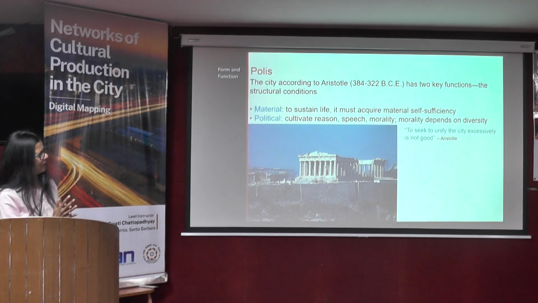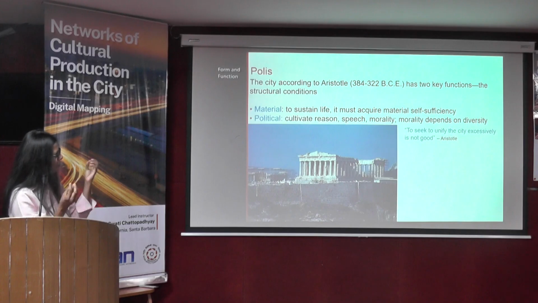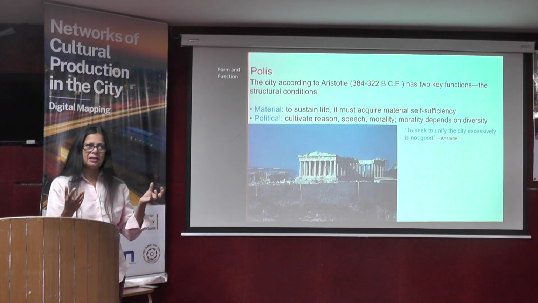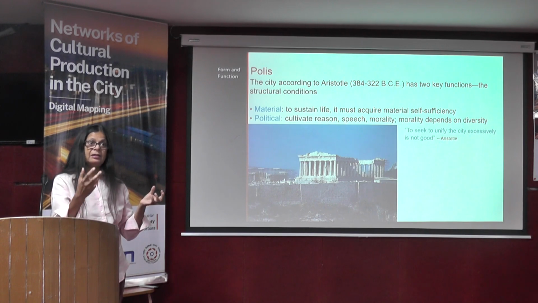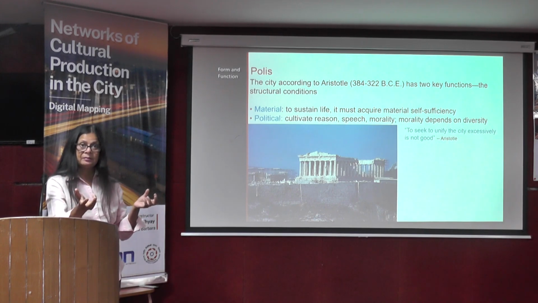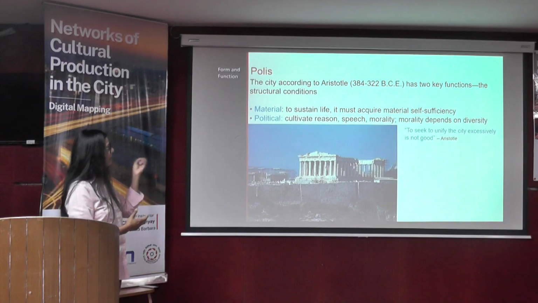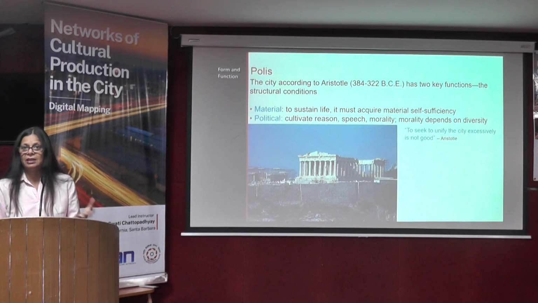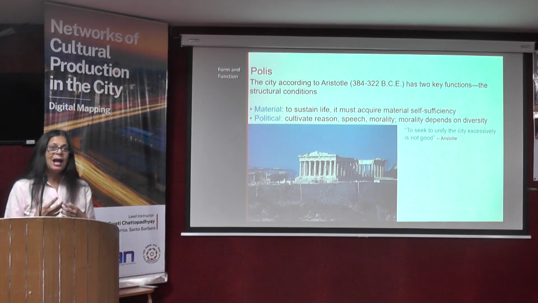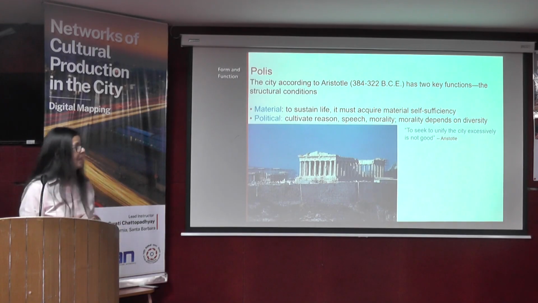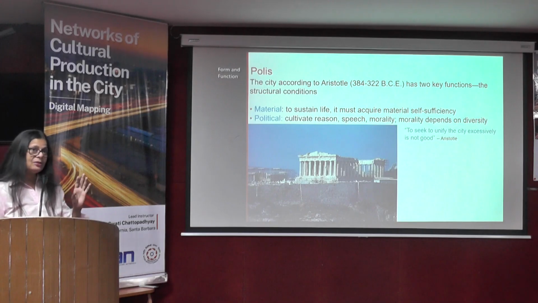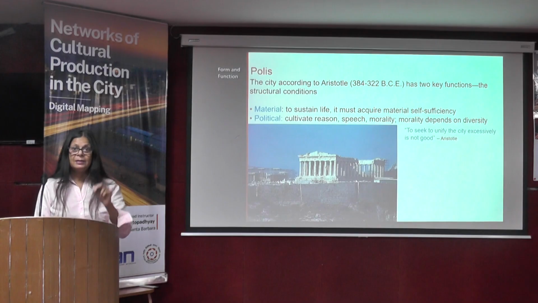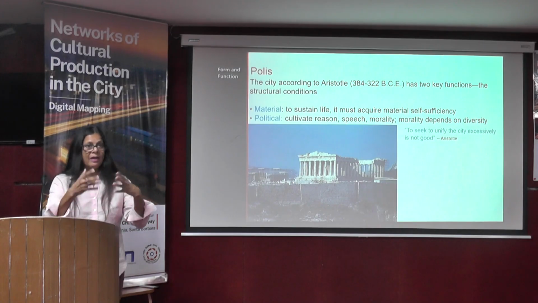Aristotle's notion was that there are two dimensions of a polis. A polis is not just a physical entity. It's political, which means it's a moral, ethical commitment. One is material: the polis must sustain itself. In other words, you have to think about how it's going to sustain itself. But the other is political, and that is to cultivate speech, which was very important for them. Speech in particular was called out from everything else.